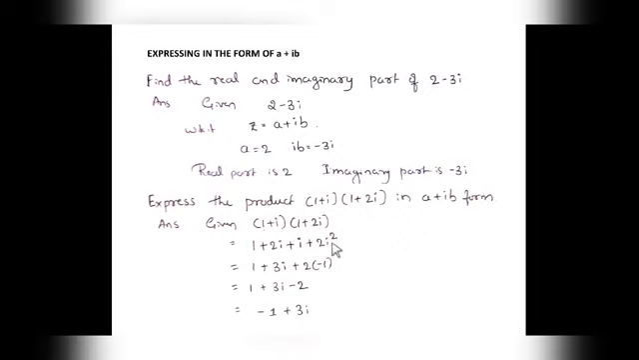Now 2 into i square, what is the value of i square? Minus 1. So 1 plus 3i, 2 into minus 1 is minus 2. 1 minus 2 is minus 1, plus 3i. Here this is the real part and this is the imaginary part.